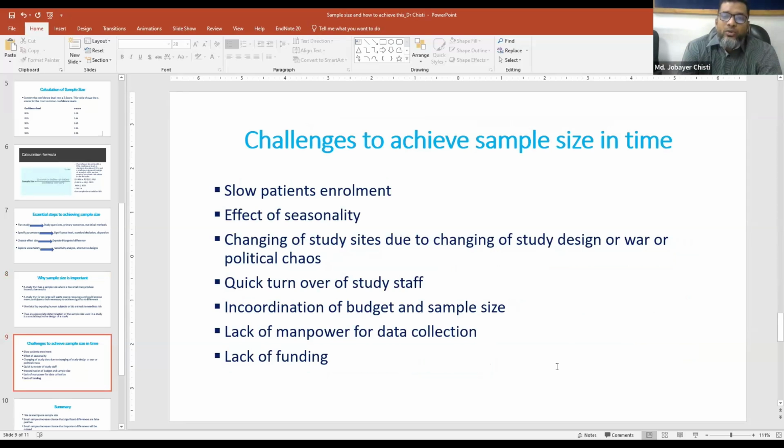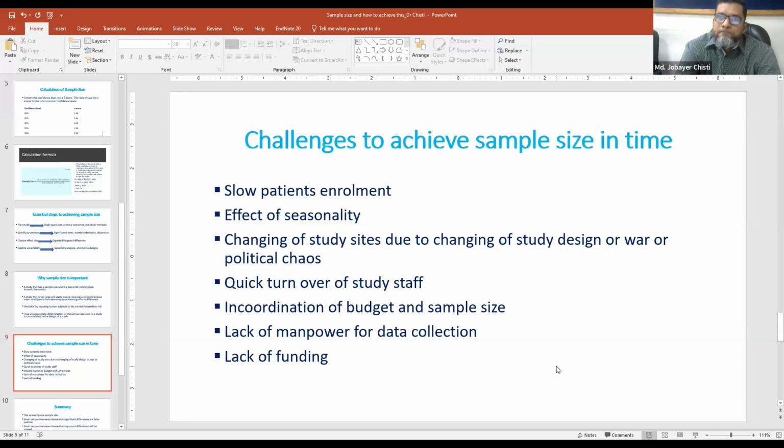And challenges to achieve the sample size in time: those of us who have performed a number of researches know that although during the protocol writing we presume certain things, the data that we have might not be applicable after 1 or 2 years. By this time, we might not get that kind of patient. This might influence slow patient enrollment, as well as there might be the impact of seasonality.